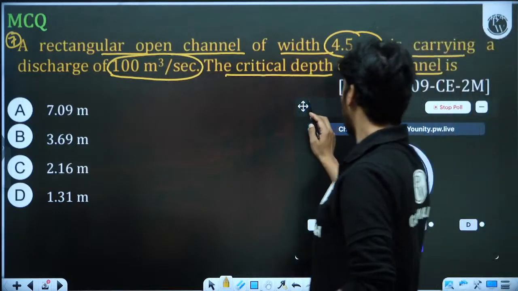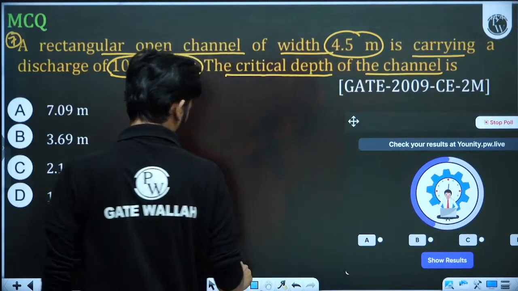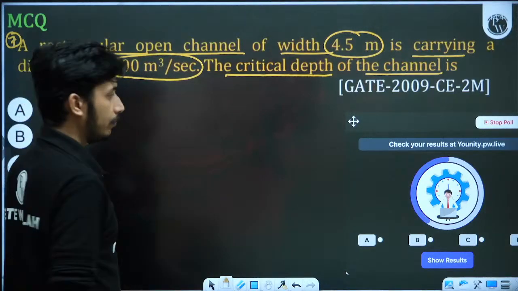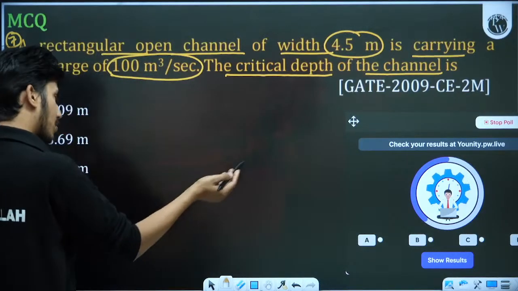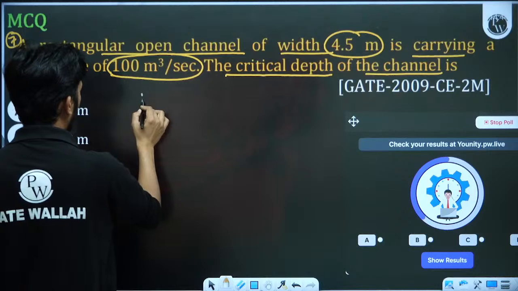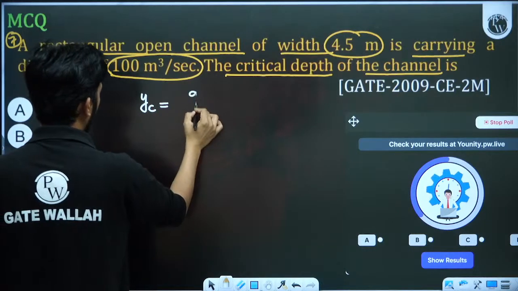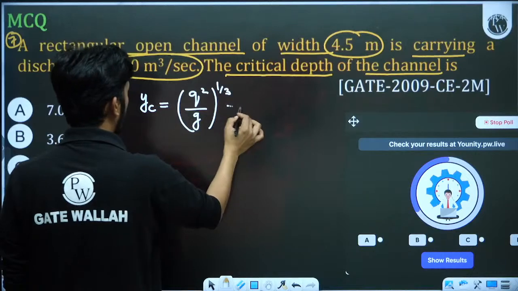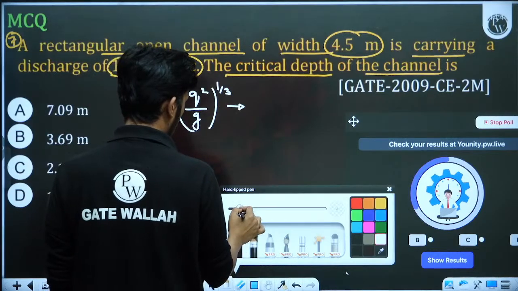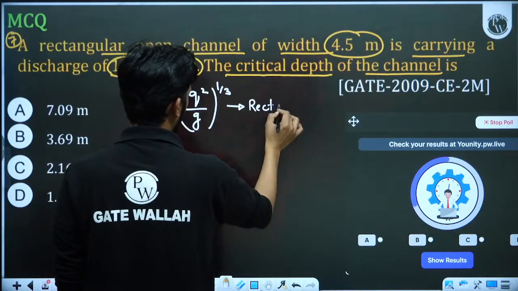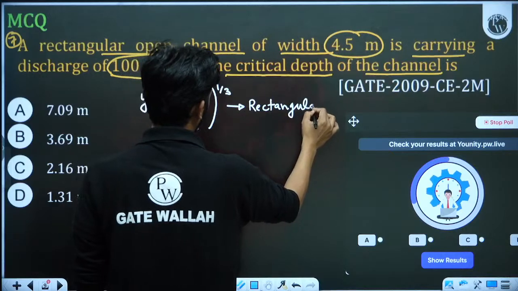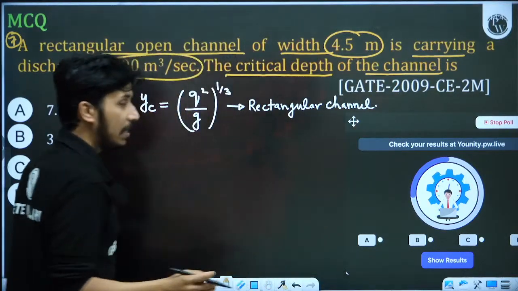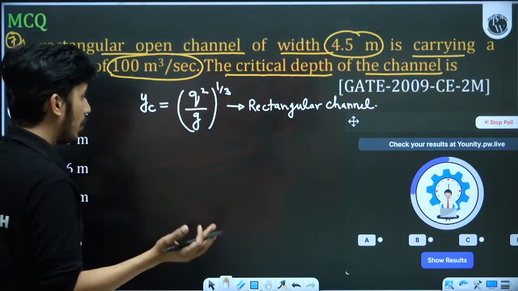So how to solve this? The time is going to be over. I will end the poll before the end of the time, because this is a very simple question. So here, Yc for a rectangular channel will be q square by g raised to the power 1 by 3. But this is only applicable for rectangular channels, not for any other channel. For other channels, you have to calculate using the formula Q square T by g A cube is equal to 1, or Fr is equal to 1.